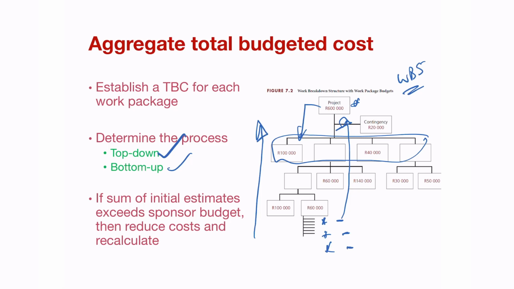That particular department might then come back to you and say yes, we can manage it in terms of the outcome, or they might come back to you and say, listen, the budget is too little. If the sum of all the initial estimates exceeds the sponsored budget, then reduce the cost and recalculate. And this is that tension.